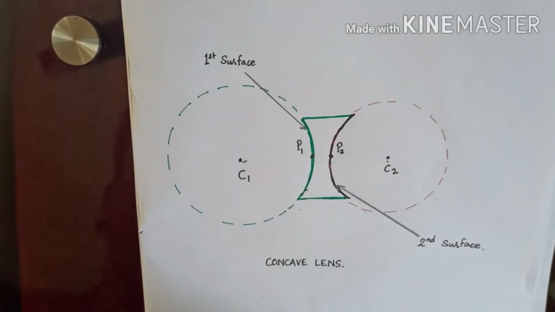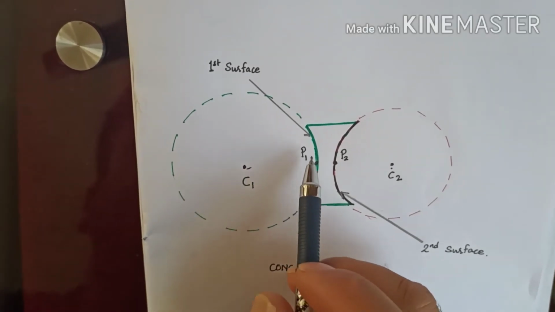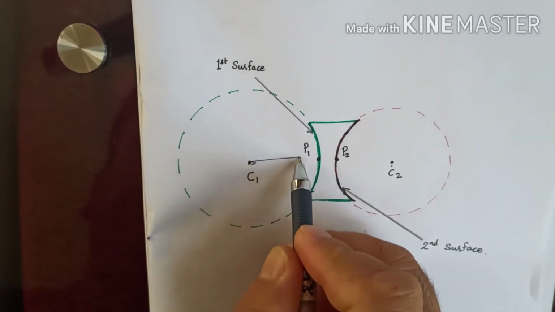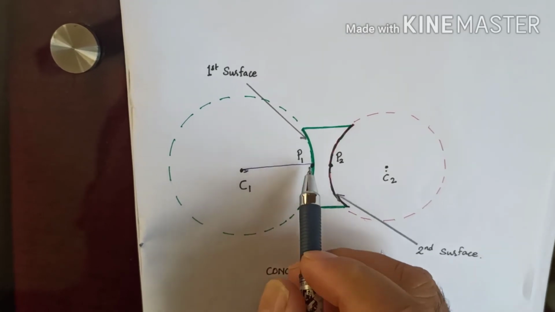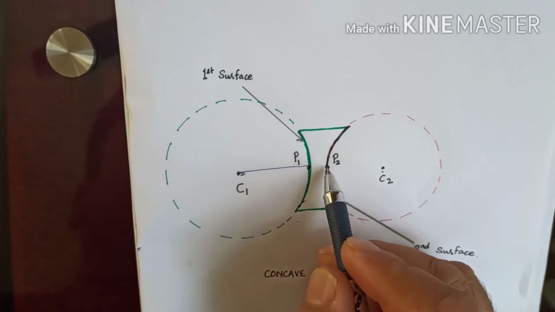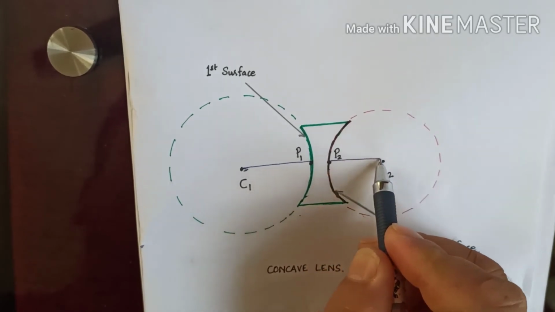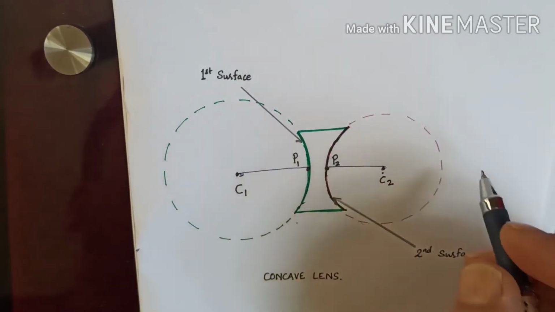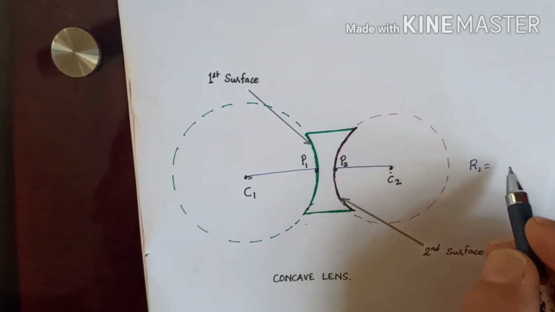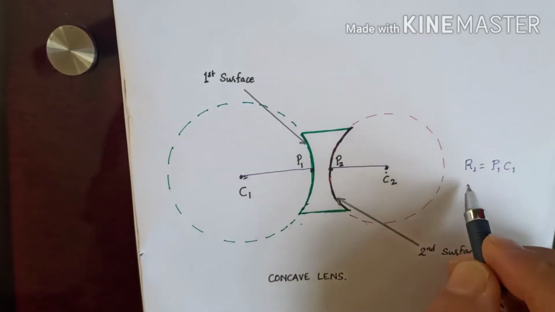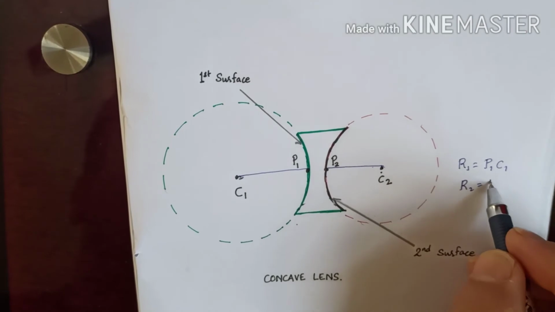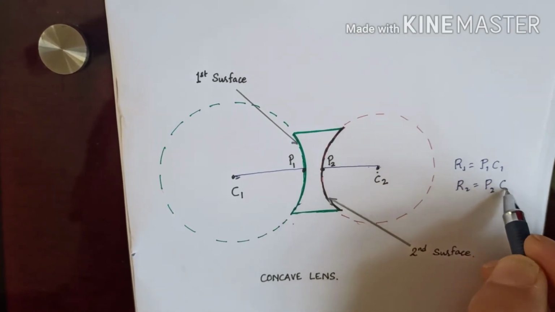Again in concave lens, the radius of the first sphere is the radius of curvature of the first surface, and the radius of the second sphere is called the radius of curvature of the second surface of the lens. So here again R1, which is the radius of curvature of the first surface, is P1C1, and R2, which is the radius of curvature of the second surface, is written as P2C2.